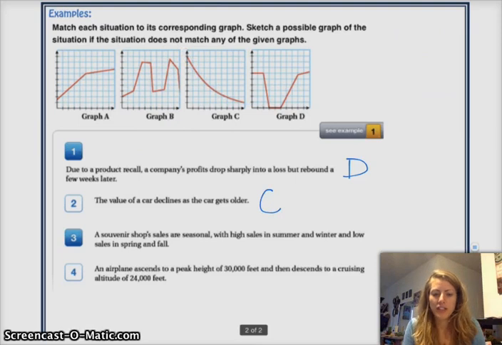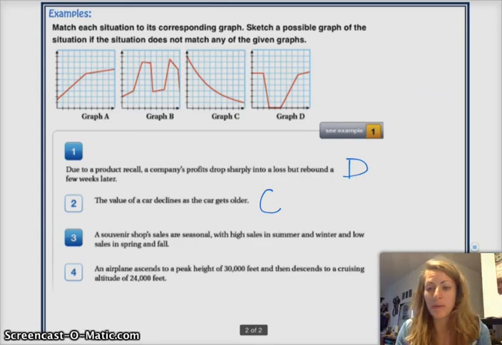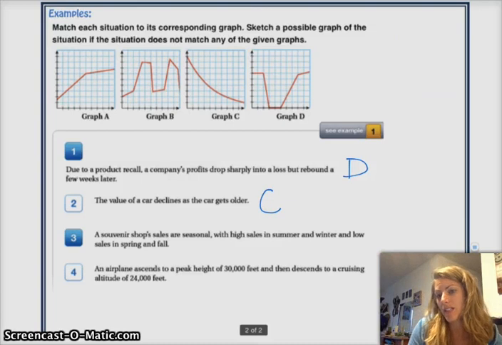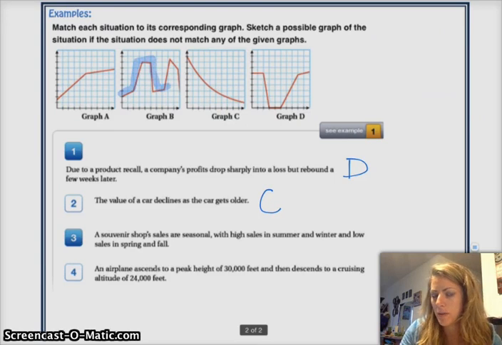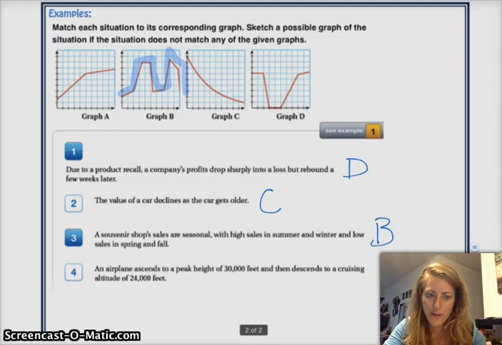Souvenir shop. Sales are seasonal. High sales in the summer and low sales in the winter, which makes sense. So then you want to find a graph that goes up and down and up and down and up and down, right? And probably B would be the best scenario for that, right? Because you see a steady incline and then, oh, that must be the summer months, and then that must be the winter months and summer months again, and then back to winter. So I think B is the best scenario for 3.